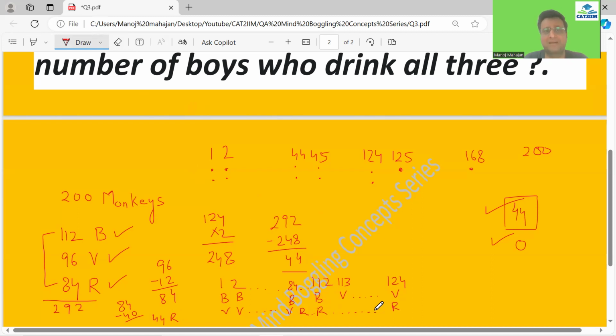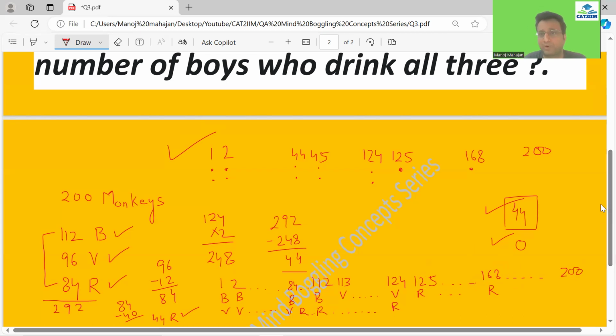You don't have to do it like this. I'm just showing you that you can distribute. That check you have to, of course, do in the problem. The way I have solved, it could have looked like this. And now from 125 till 168, I could have distributed this 44, which is left out. So let me start distributing here. Till 168, we could have given like this. And from 169 till 200, we are not able to give any toffee to the monkeys. So this would have been done if we had to find the minimum number of boys who drink all three.